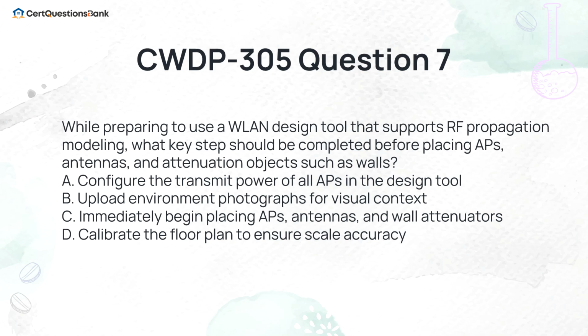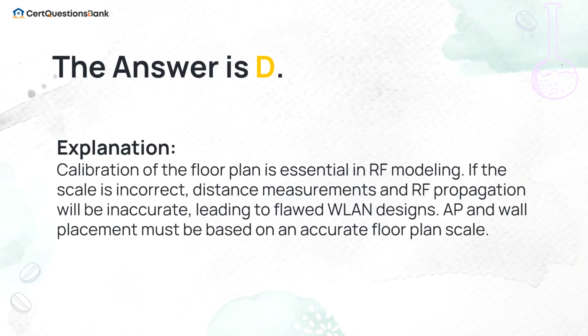While preparing to use a WLAN design tool that supports RF propagation modeling, what key steps should be completed before placing APs, antennas, and attenuation objects such as walls? A. Configure the transmit power of all APs in the design tool. B. Upload environment photographs for visual context. C. Immediately begin placing APs, antennas, and wall attenuators. D. Calibrate the floor plan to ensure scale accuracy. The answer is D.